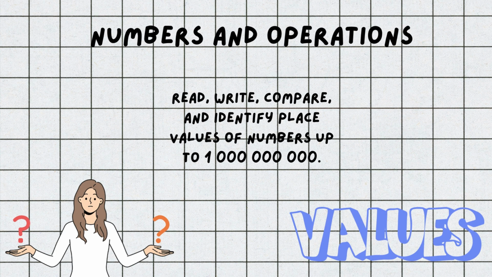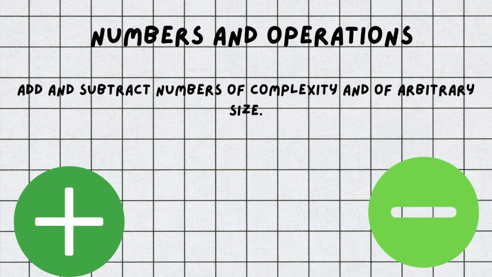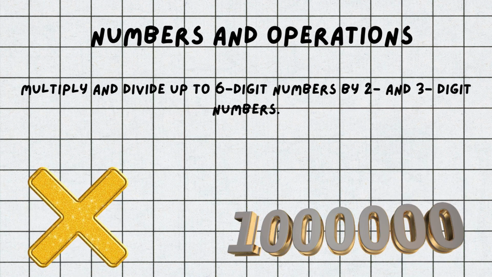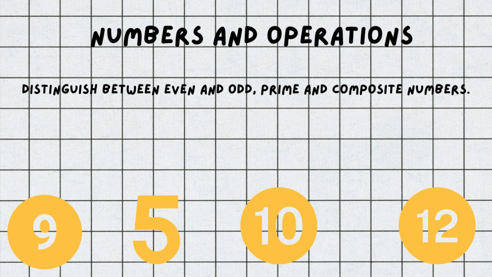Numbers and operations. Read, write, compare, and identify place values of numbers up to 1 million. Add and subtract numbers of complexity and of arbitrary size. Multiply and divide up to 6-digit numbers by 2 and 3-digit numbers. Distinguish between even and odd, prime, and composite numbers.